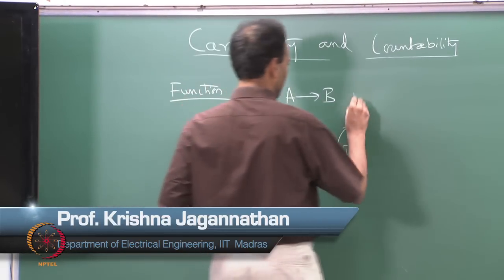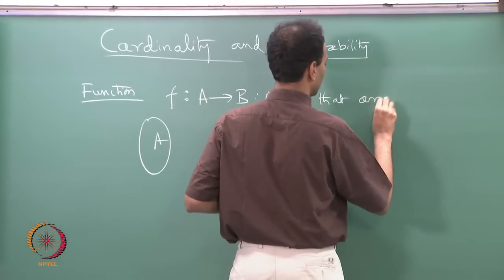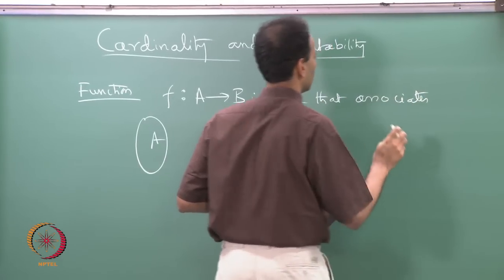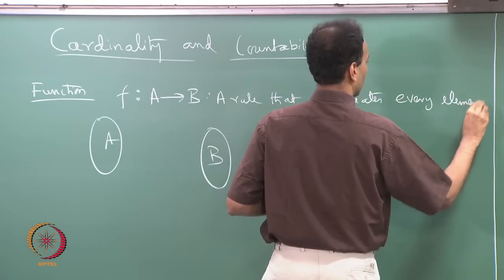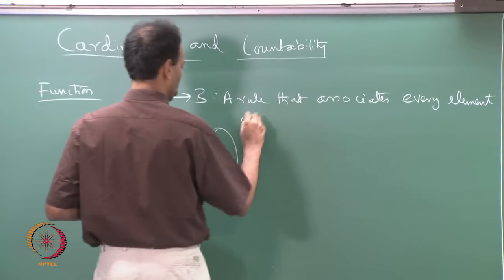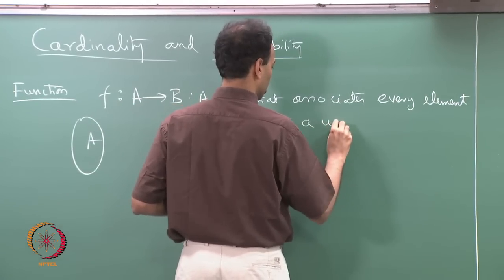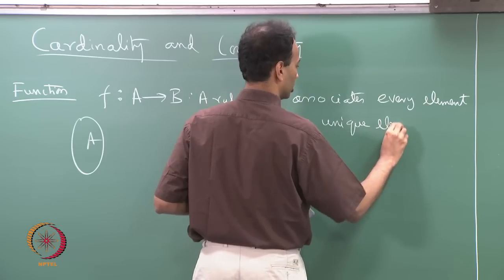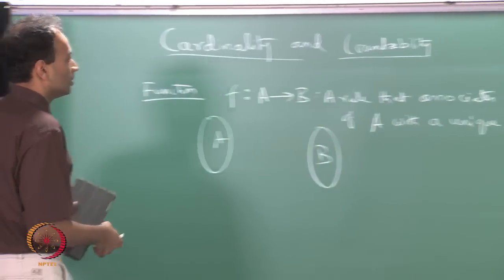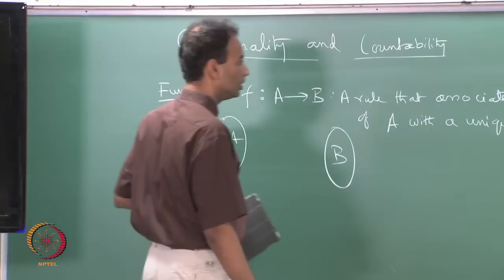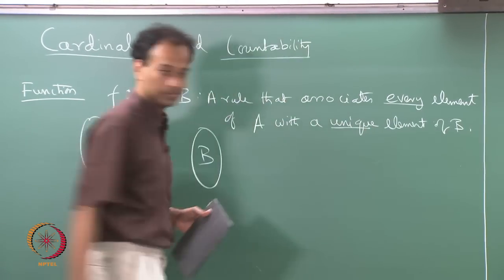So, this is a rule that associates every element of A with a unique element of B. There are two key words here: every and unique.